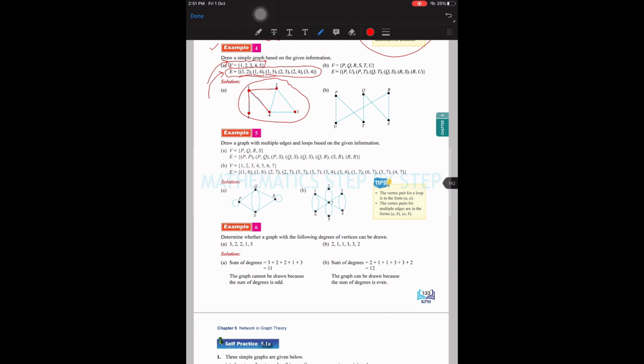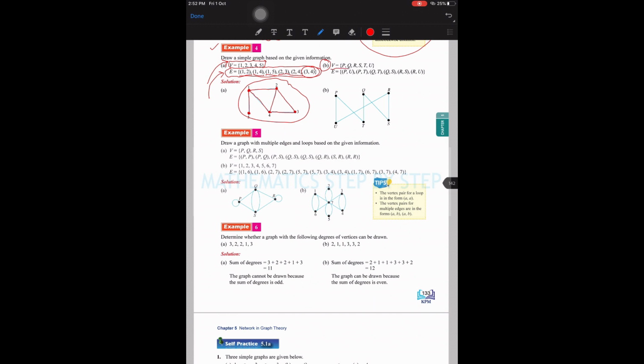Okay? Then 2, 3, 2, 4. So here is edge 2, 3. Here is edge 2, 4. Okay? Then lastly, 3, 4, meaning there's a line connecting vertex 3 and vertex 4. Okay, so here it is. Then now, let's go through B together.